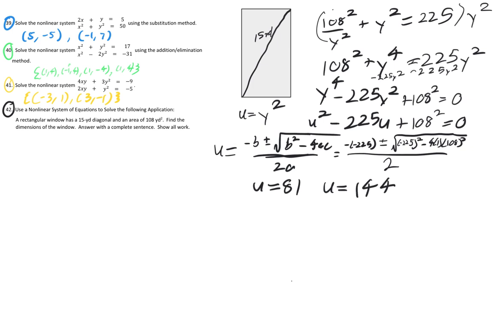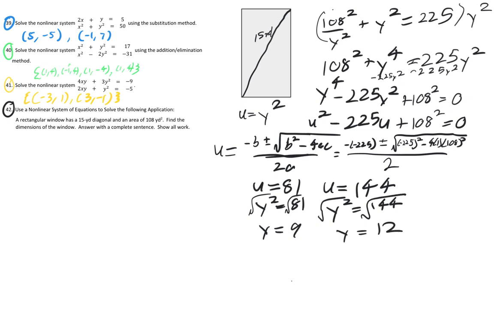So we know u is equal to y squared, so y squared is equal to 81 and y squared is equal to 144. Now we take the square root of both sides. Since we're working in real world problems, we don't need a negative value here, so y is equal to 9. Do the same thing over here: y is equal to 12. So this also works for our length and our width.